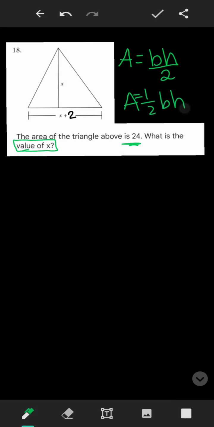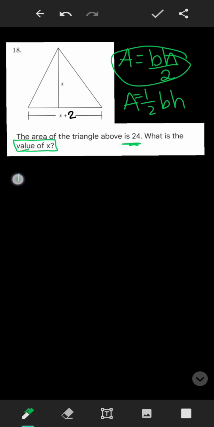The area of the triangle above is 24. What is the value of x? So that means I'm going to have to get x by itself in some way. First, let's look at the formula for area, which is base times height divided by 2. And it's also known to be 1/2 of the base times the height. I'm going to use this one. They're the exact same thing.